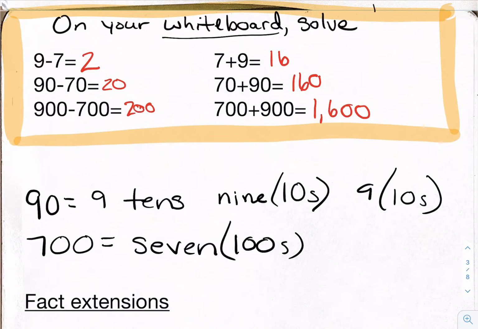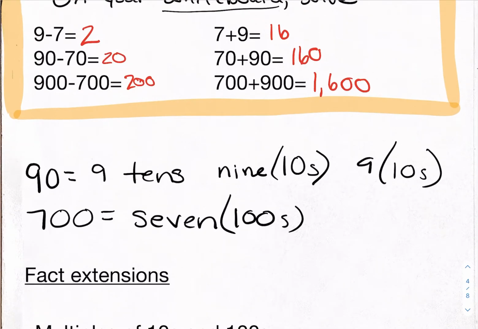Another way to think about these things is to think of 90 as actually just 9 groups of tens, or 9 tens, and there's a couple different ways to write it. Same thing when we get into hundreds, you can think of 700 as 7 hundreds, 7 groups of 100.